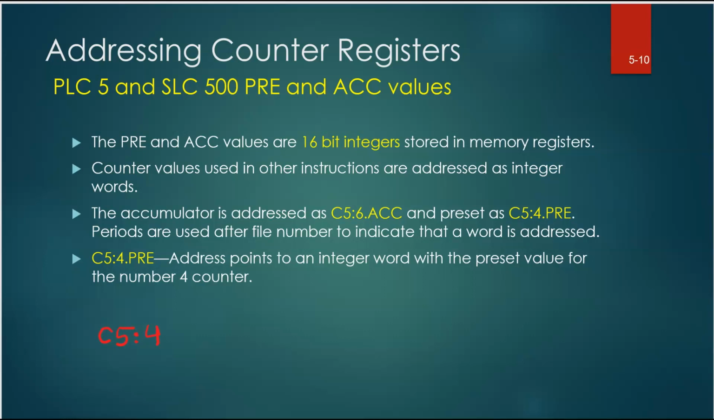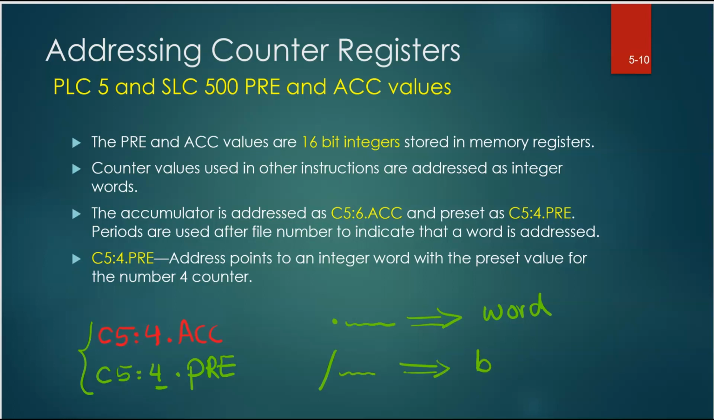If I want to address the accumulator value, I have to use .ACC. If I want to address the preset value of the same counter, then I have to describe the counter number first, and then I have to use .PRE, which is addressing the preset value of this particular counter. I want to remind you here that whenever you have dot something, it means that you are addressing a word. And if you have forward slash something, then it means that you're addressing a bit value.